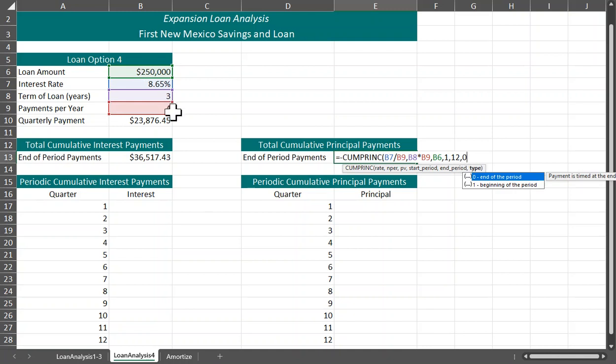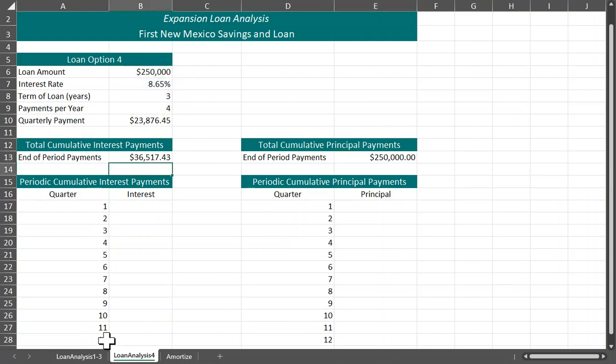So remember, when I first looked at this, I thought, oh, it's 12 years. No, it's not 12 years, it's 12 payments for 3 years. You just group these by 4. So we hit enter. The total amount that we have paid is the $250,000, which makes sense. It should be what we have borrowed in order to satisfy the loan.